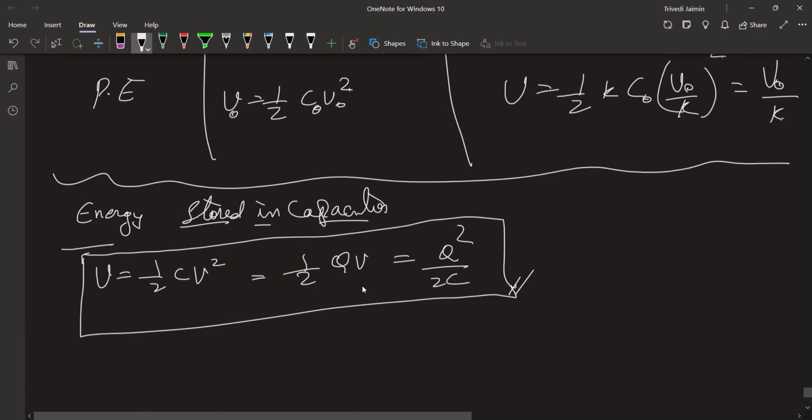This is actually most important. You can solve all the questions. Generally they will give you a combination of capacitors with resistors, mixed, and they will ask you to find the charge in that capacitor or the potential difference across it, then the energy stored in that capacitor. So according to the given terms, you can use C V squared, Q V, or Q squared by 2C.